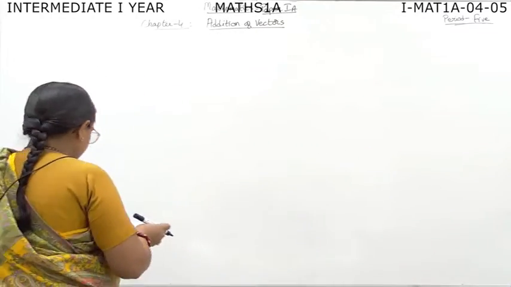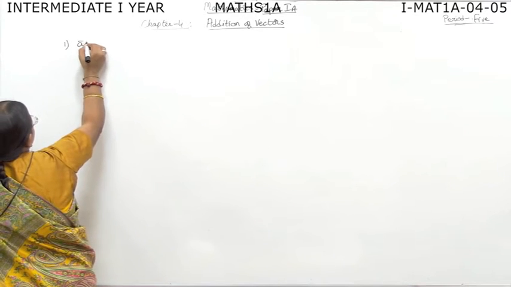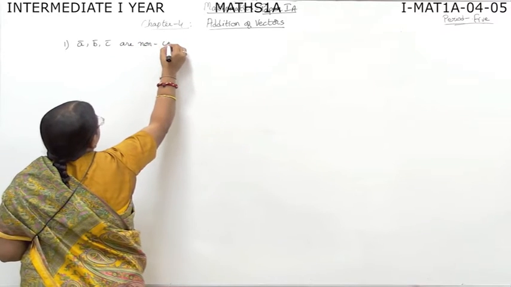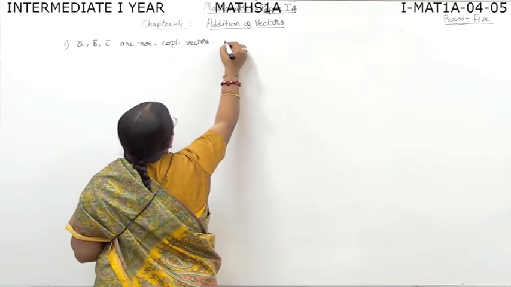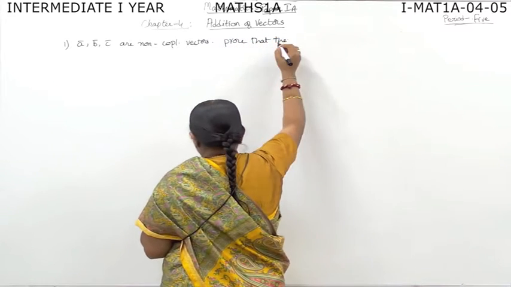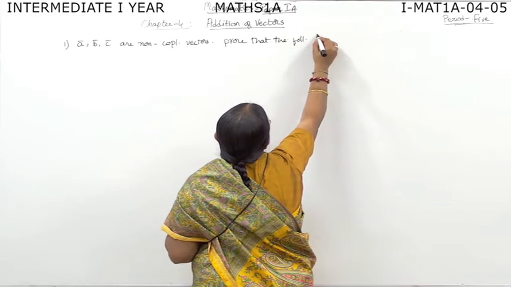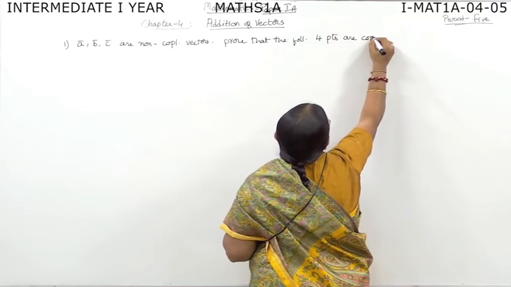Next problem. A, B, C are non-coplanar vectors. Prove that the following 4 points are coplanar.